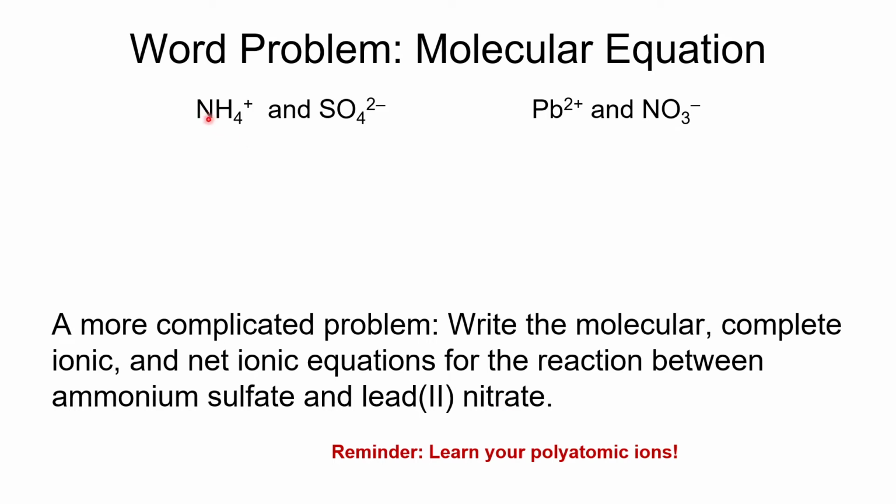So we've got ammonium sulfate. Well, ammonium is +1, sulfate is -2. That means the formula for ammonium sulfate is going to be (NH4)2SO4. And then for lead nitrate, it will be Pb(NO3)2.